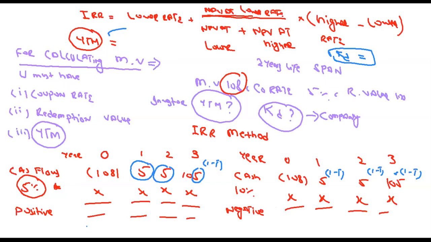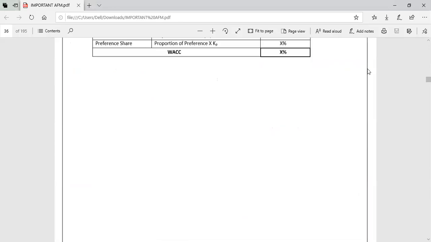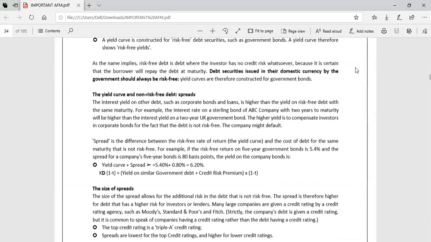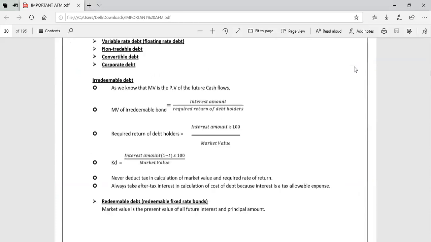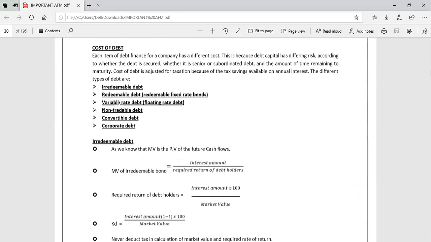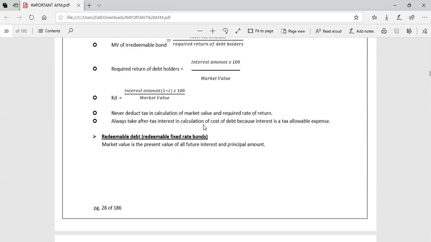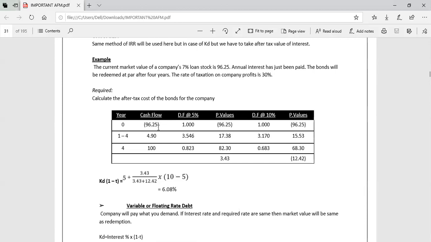See this. The topics which we covered, I am going to show you people. This is the topic: irredeemable debt, redeemable debt, non-tradable debt, convertible debt, corporate bonds. These are the market value formulas which I already discussed. And this is the simple IRR method, cash flows. If you have been given the market value 96.25, we place the value here.